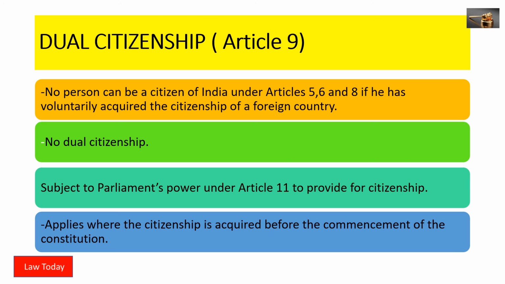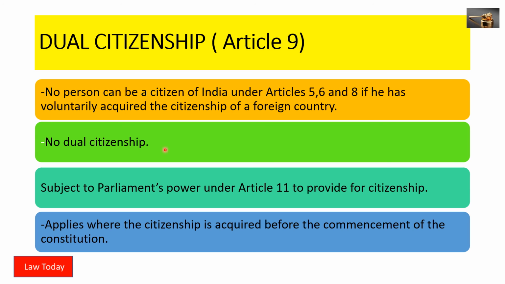Article 9 deals with dual citizenship. According to this provision, no person can be a citizen of India under Article 5, 6 and 8 if he has voluntarily acquired the citizenship of a foreign country. This provision thus recognizes the principle that no Indian citizen can claim a dual or plural citizenship.